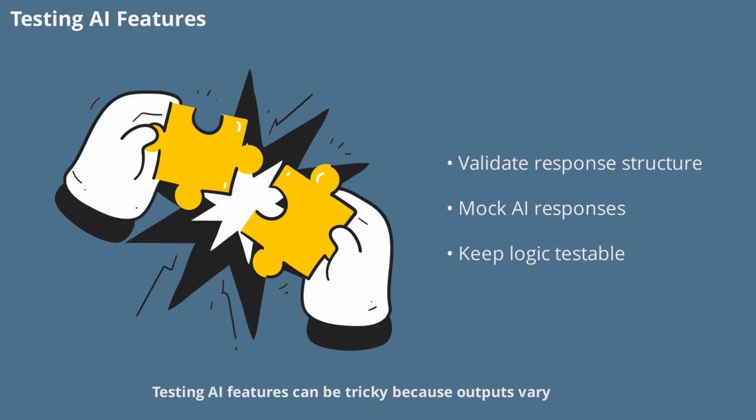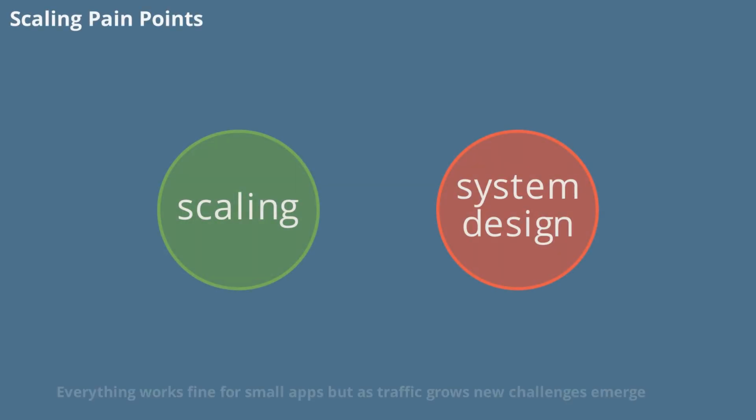Testing AI features can be tricky because outputs vary. Instead of checking for exact text, validate the structure of responses. Mock AI responses in your tests to keep service logic testable. This approach ensures your application remains robust, even as AI models evolve. Everything works fine for small apps, but as traffic grows, new challenges emerge. Latency increases, costs spike, and users expect consistency.